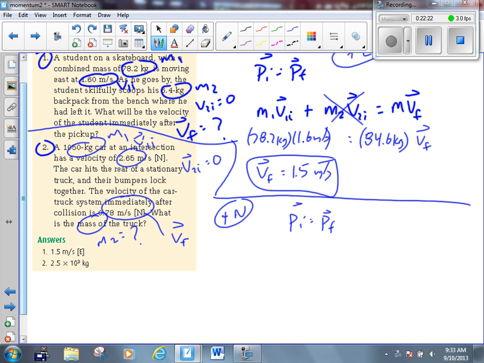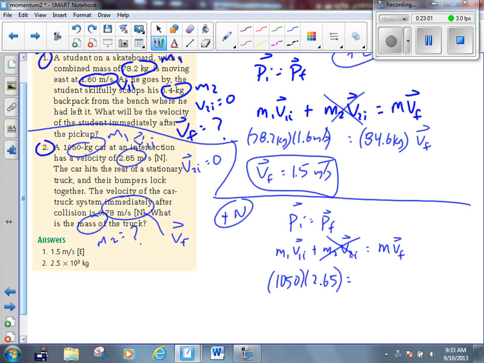All right, how many objects do we have before this collision has taken place? 2. So it's going to be M1 V1I plus M2 V2I equals how many objects after? 1. So it's going to be MVF. This we can cross off again because the velocity of the truck was 0. M1 is 1,050 times 2.65 equals, what's the total mass?